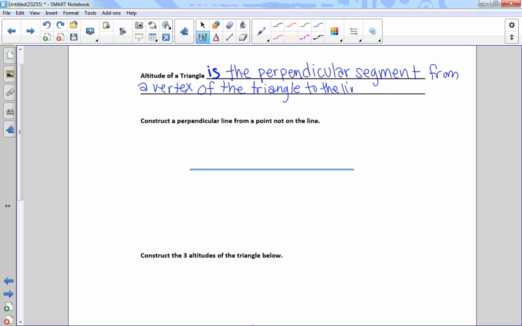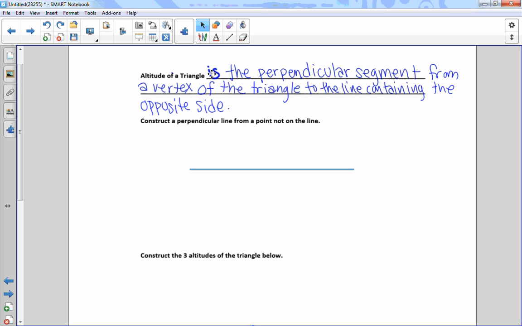To the line containing the opposite side. Is the perpendicular segment from a vertex of the triangle to the line containing the opposite side. Okay? The vertex is a point, and the line containing the opposite side is a line. So we know how to construct a perpendicular altitude given that we have a segment and any random free-floating point.